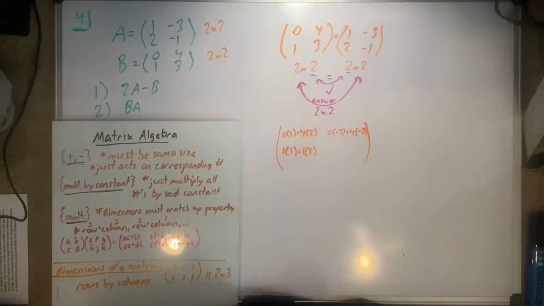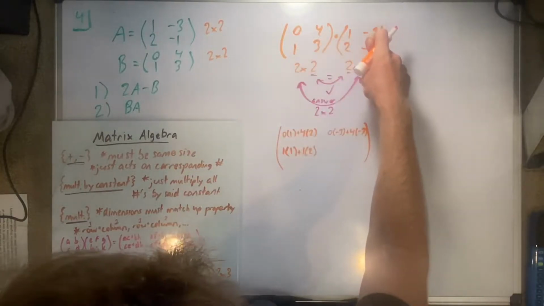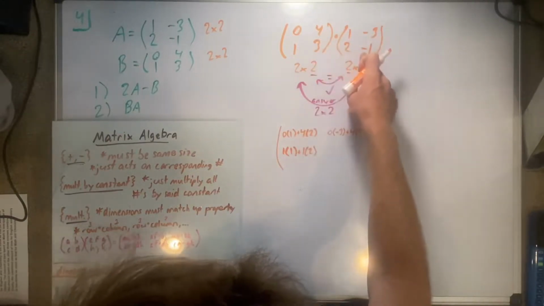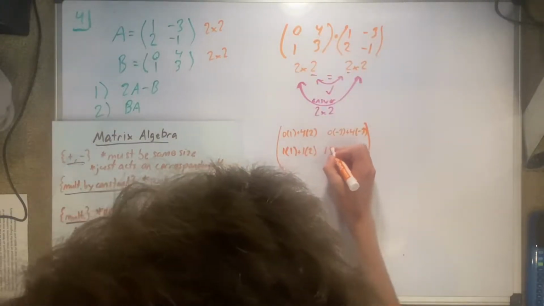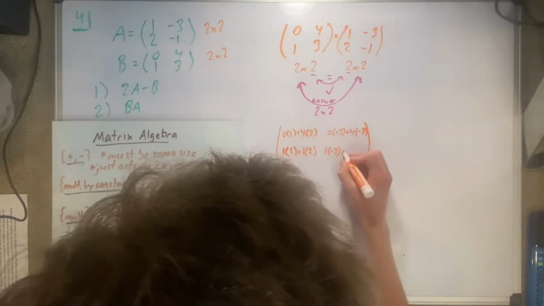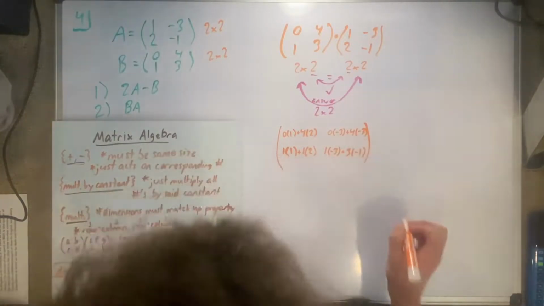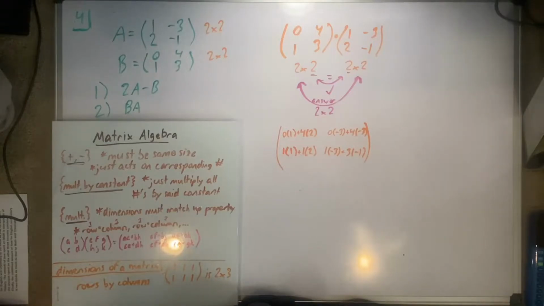And now for our next one, I want you to try to pause and see if you know what's coming next. I'll give you a little minute. And now if you've come back, 1 times -3 plus 3 times -1. Remember when I said it's going to get convoluted and big? That's the kind of convoluted and big we're dealing with here.